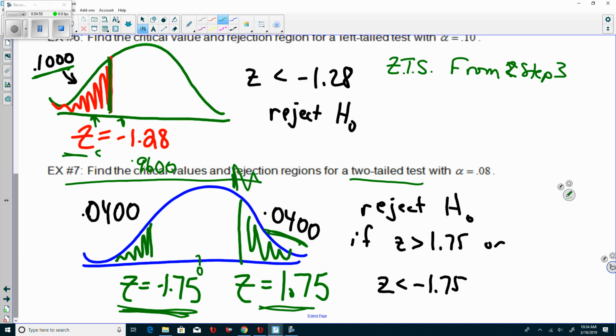So two things can happen. There's 2 rejection regions. There's 2 critical z values. So you reject the null hypothesis if your z is greater than 1.75 or if your z is less than negative 1.75 because it falls in the rejection regions.